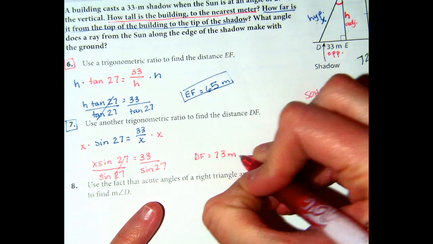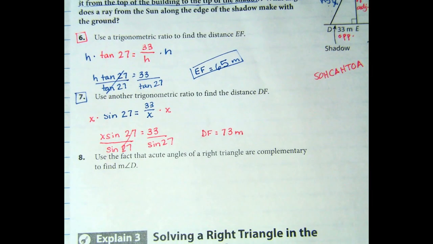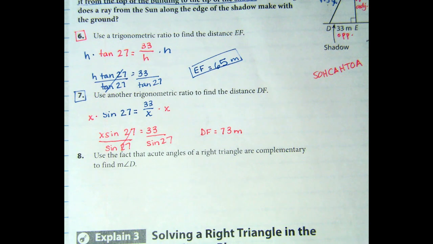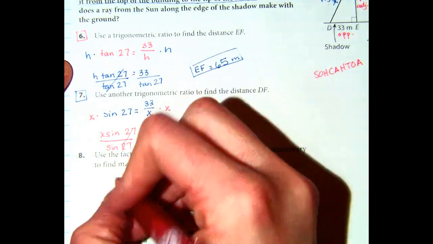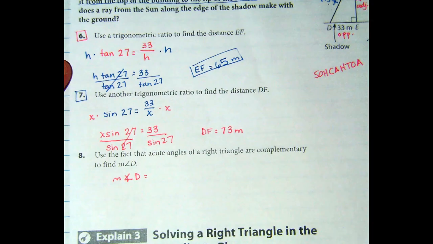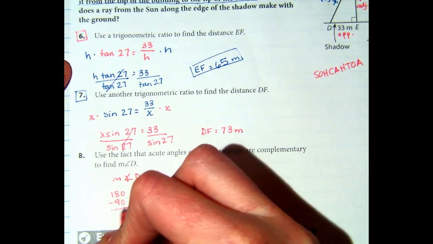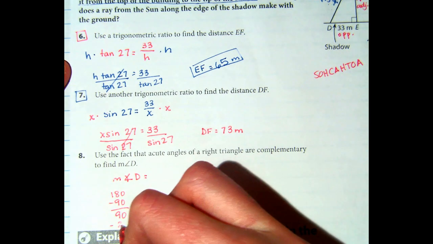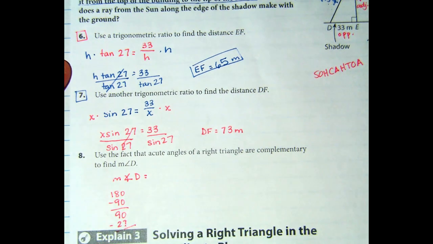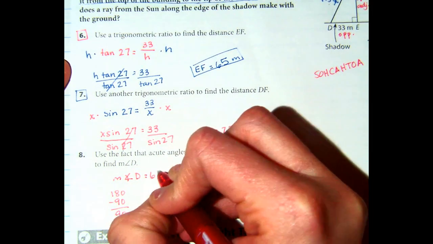Meters. Last but not least, A says, use the fact that acute angles of a right triangle are complementary to find the measure of angle D. What is it actually saying? Find angle D. And how do we do that? 180 minus 90, which is 90, and then minus 27, which is, measure of angle D is 63 degrees.